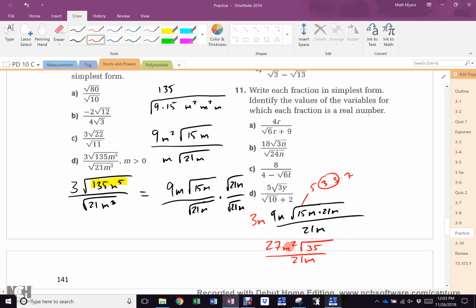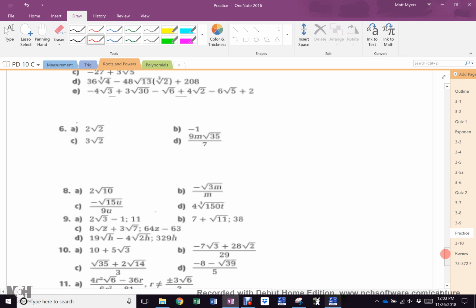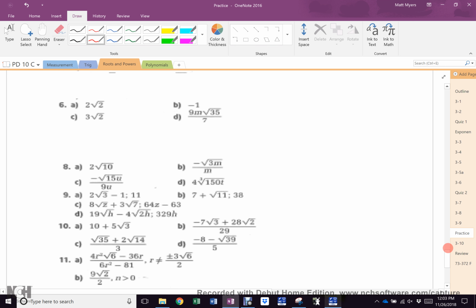Simplify. What happens to one of these m's? Gone. What happens to that m? Gone. What can I do with 27 and 21? Divide by what? 3. To get 9m root 35 over what? 7. 9m root 35 over 7.